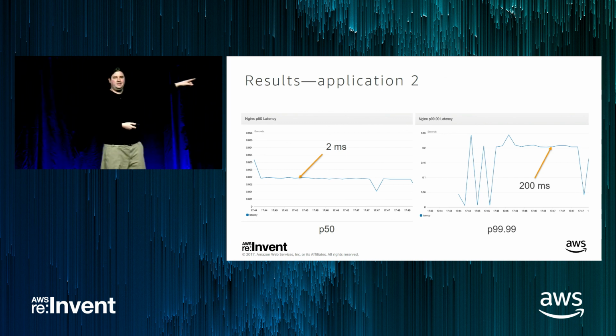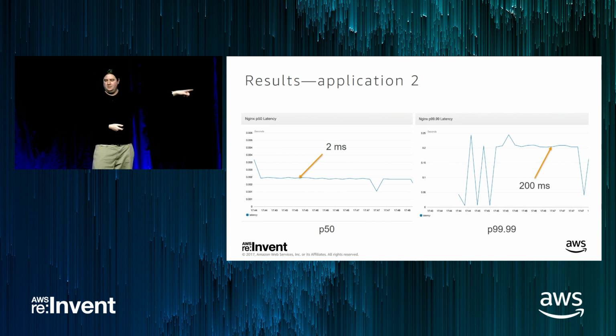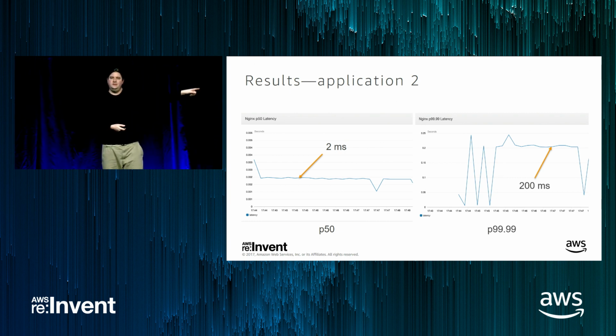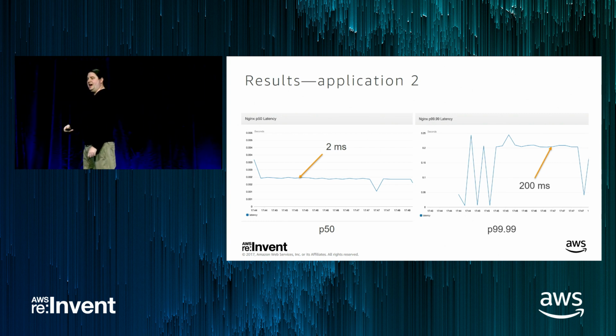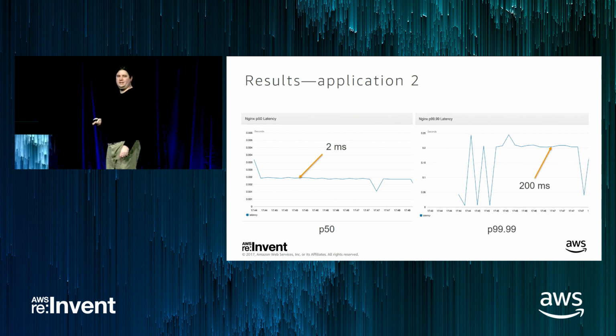Now, these y-axes are not to scale. I had to use different scales because if I put them on the same y-axis, you couldn't even see the 2 milliseconds. It'd be down on the floor. So why do we care about such high percentiles like P99.99? Well, that means 1 out of every 10,000 of your customers are going to experience this. But it's actually probably worse than that.